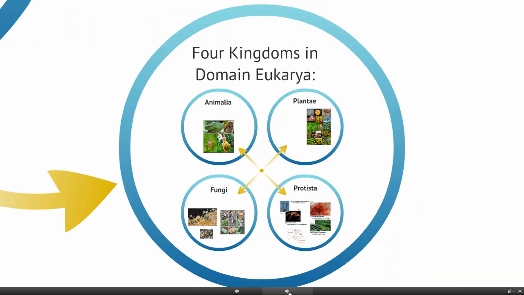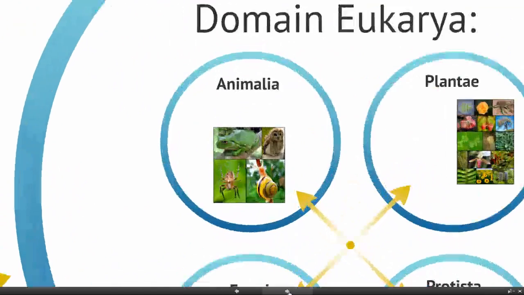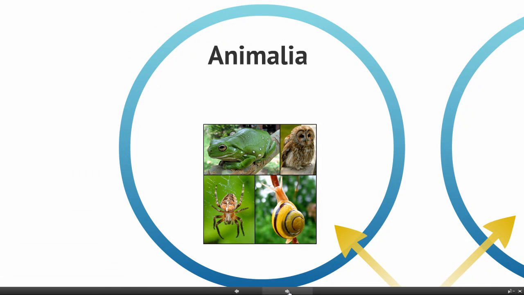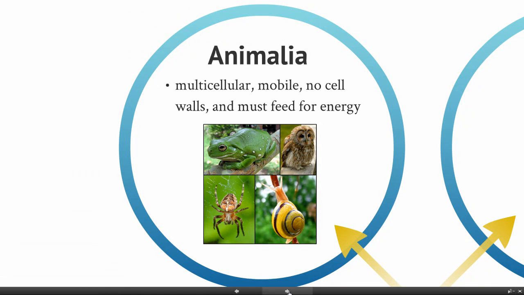Within the domain Eukarya, we have four kingdoms, and these are the kingdoms that maybe sound more familiar to you. We'll start with the Animalia. Everyone is familiar with the animals. What all of the organisms in this kingdom have in common is that they are multicellular, mobile at some point in their life. They don't have cell walls, and they have to feed on other things to get their energy.